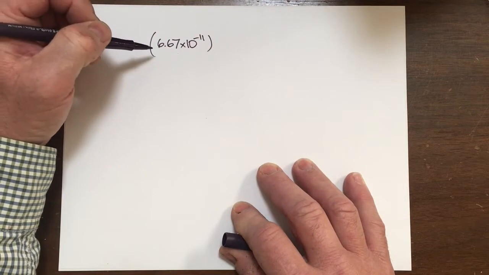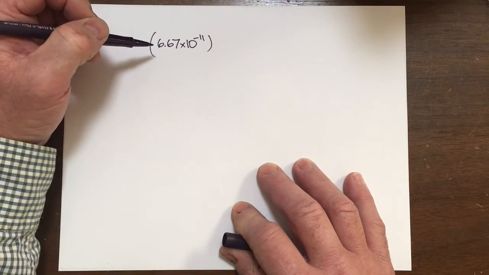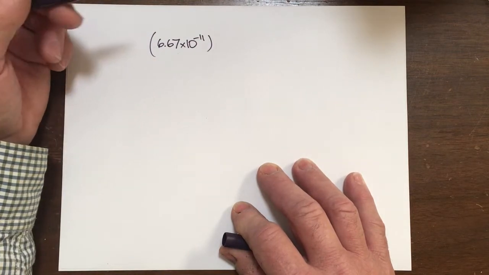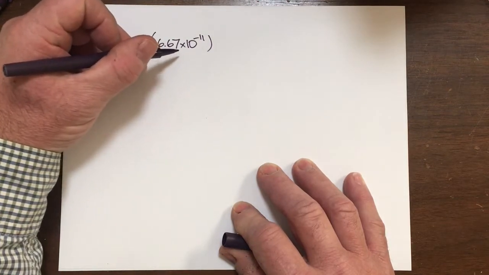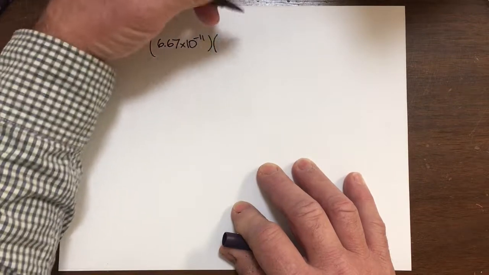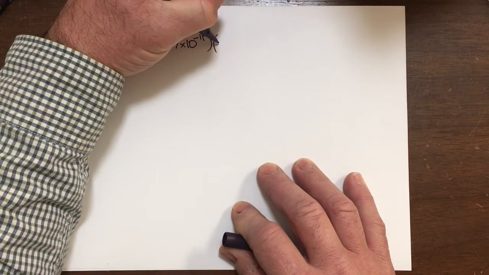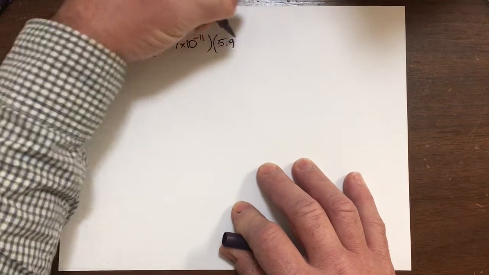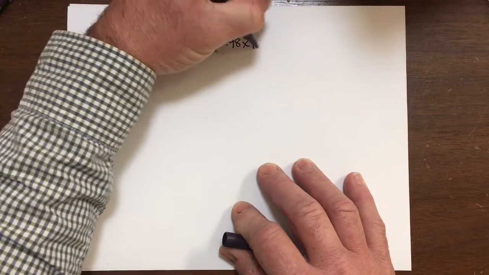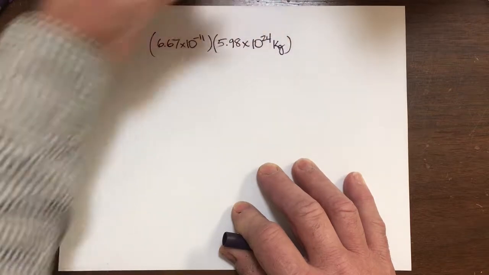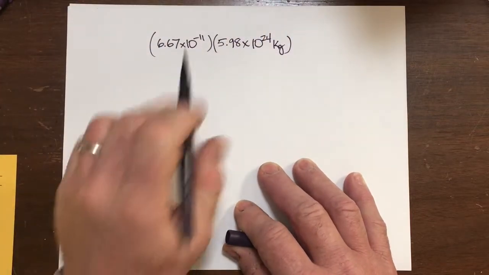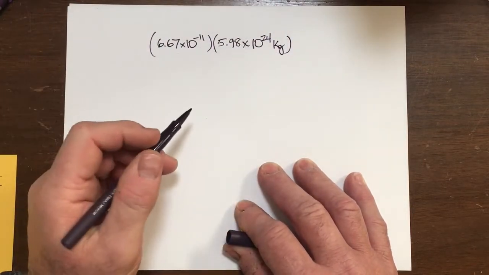It's 0.00000000000667, something like that. And let's say we wanted to take that really small number and enter it in our calculator because we're going to multiply by something. I don't know, maybe an enormous number, like the mass of the Earth in kilograms: 5.98 times 10 to the 24. Let's say we wanted to multiply those two numbers.